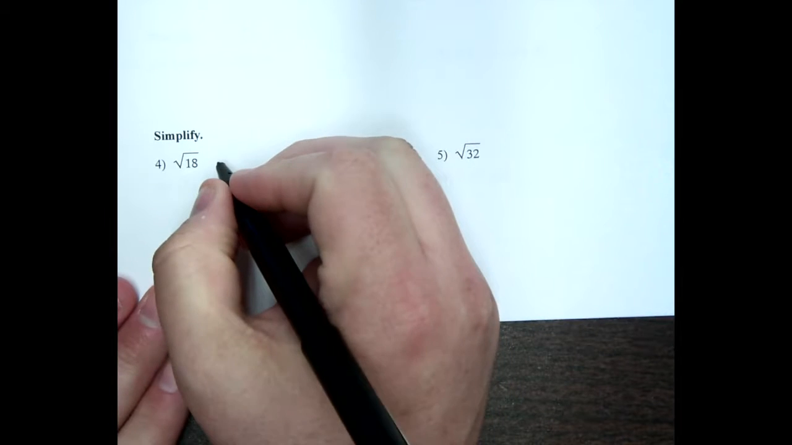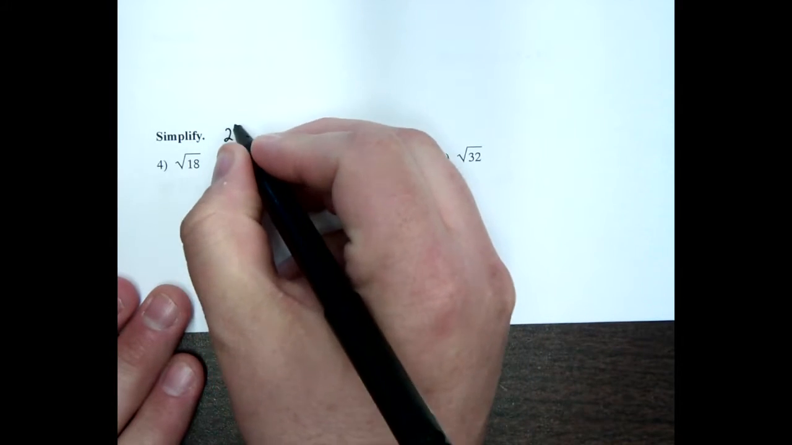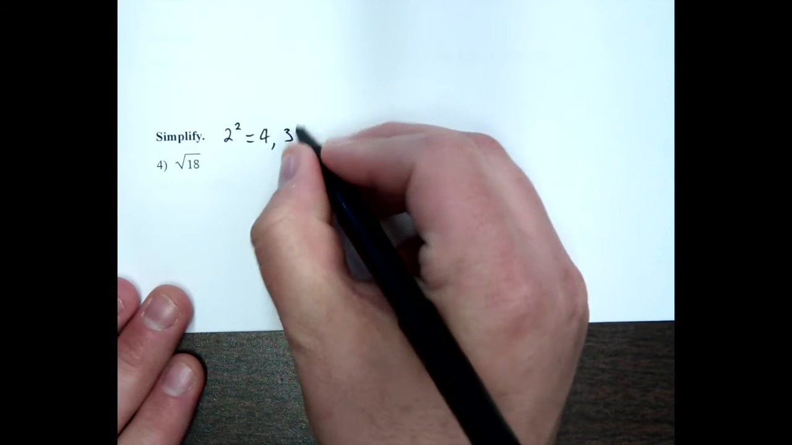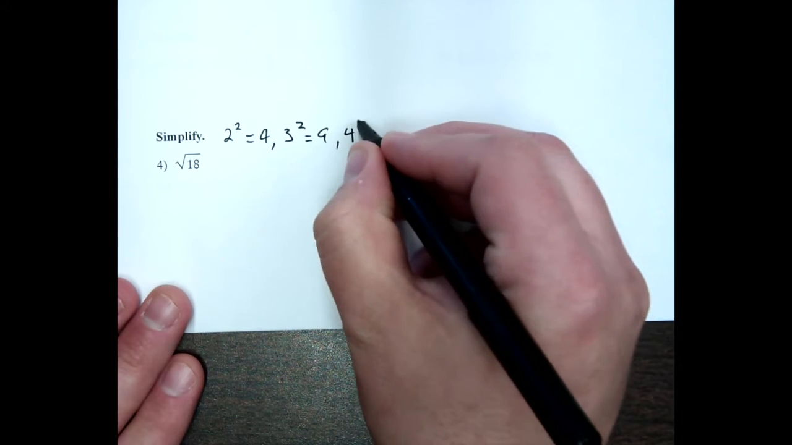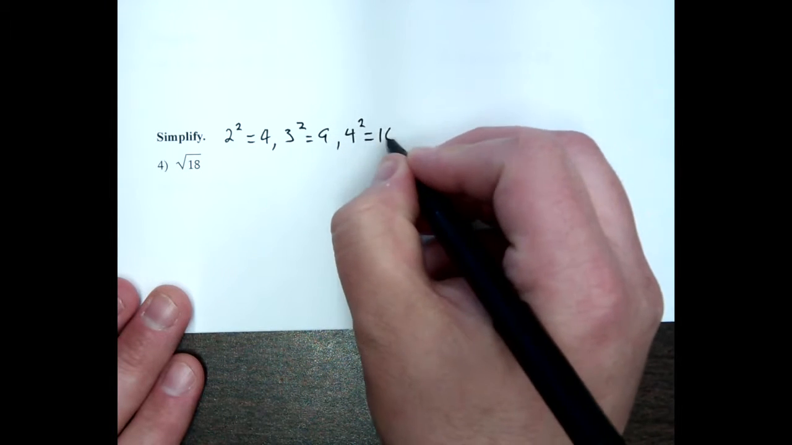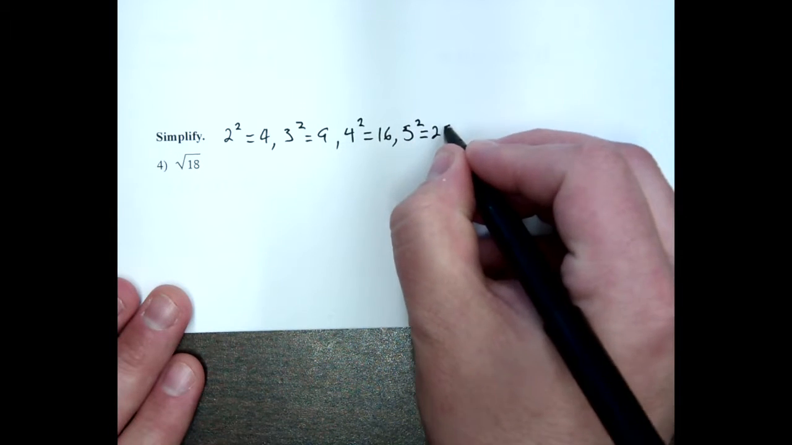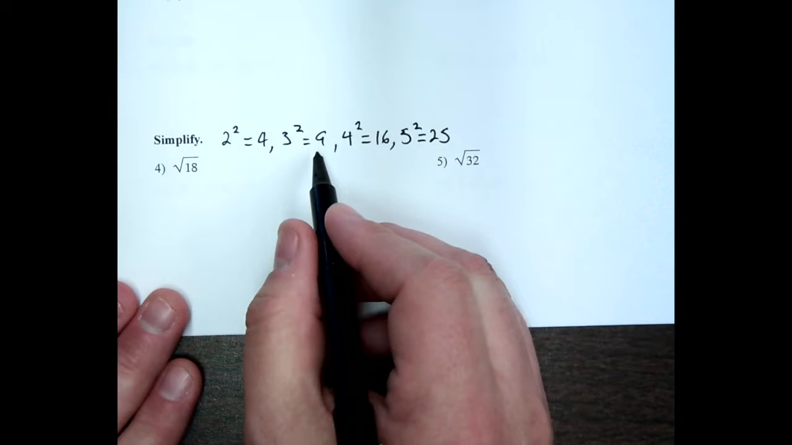Problem number 4. What I want to do is remember that 2 squared is equal to 4, 3 squared is equal to 9, 4 squared is equal to 16, and 5 squared is equal to 25. And so what I want to do is look for a perfect square that goes into 18.